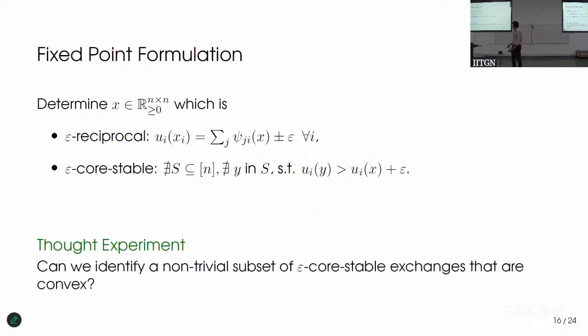So here's the thought experiment. The domains are not ideal, but can we identify a non-trivial subset of the domain, say a non-trivial subset of approximate core-stable exchanges, that is guaranteed to be convex? This is the process. If we can do it, then we'll take our fixed point function from there.